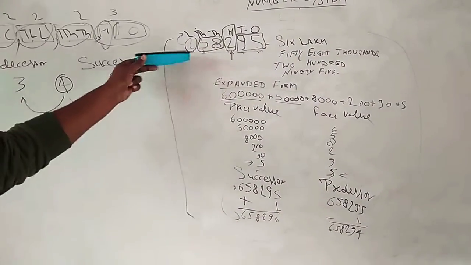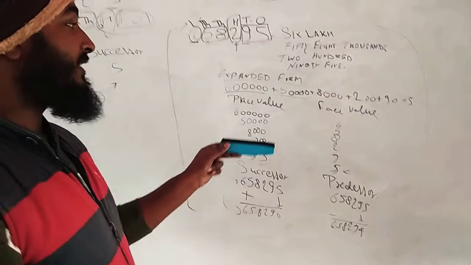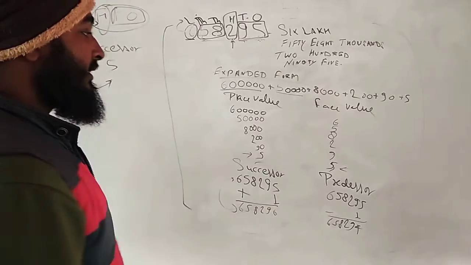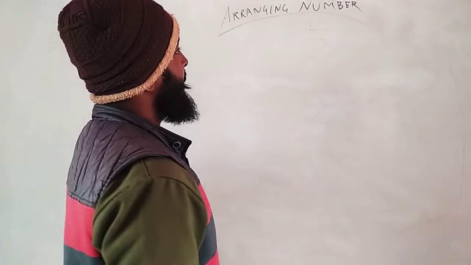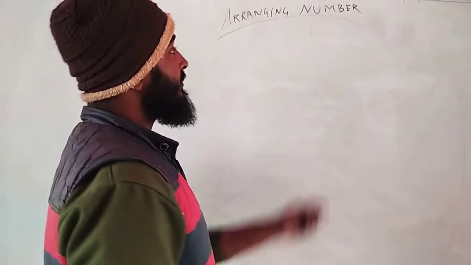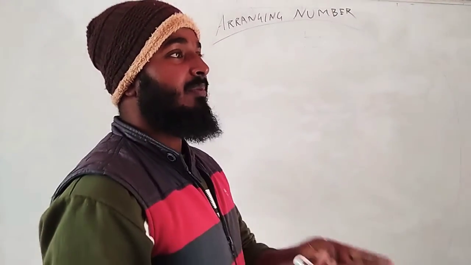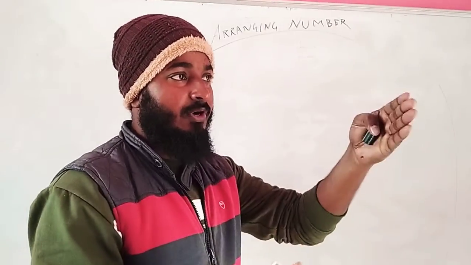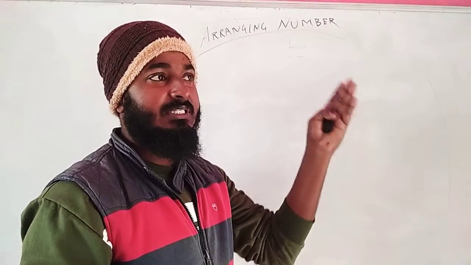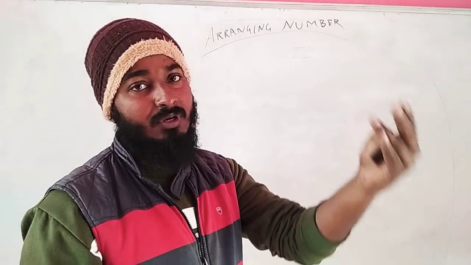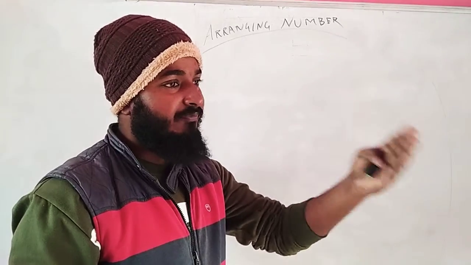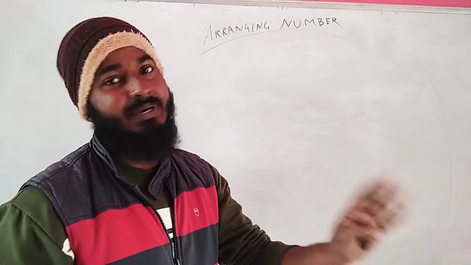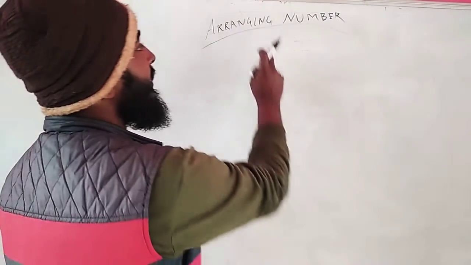That is the number name, expanded form, place value, face value, successor, predecessor. So in the number system, if we go sequentially, first of all there is number name, ones, tens, hundred, thousand. Okay, done. Now expanded form, place value, face value, successor, predecessor. Done.